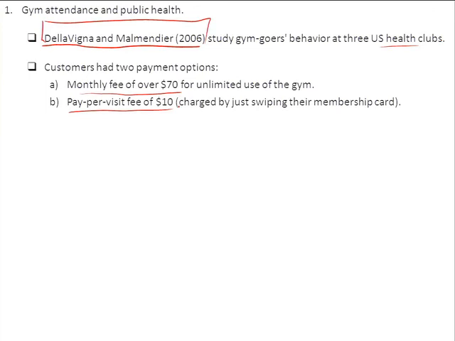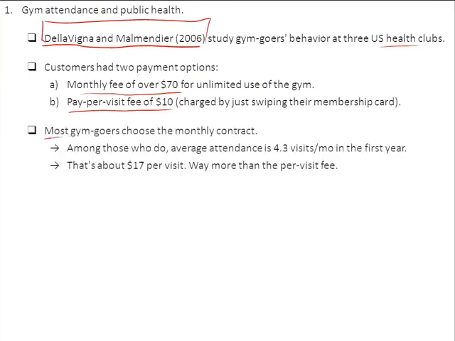Okay? What they found was that most gym goers chose the monthly contract, and then among the ones who chose the monthly contract, average attendance was 4.3 visits per month, which turns out to be about $17 per visit, which is significantly more than $10 per visit, an option that they could have chosen. Now, once you bought the contract, presumably you could still choose to pay $10 a visit. But basically, once you've chosen to enter into this monthly contract, unless you cancel your contract, that $10 per visit option is off the table. So if you've decided I'm someone for whom the monthly contract is going to be a better deal, you're kind of locked into that, right? At least for a short period of time.